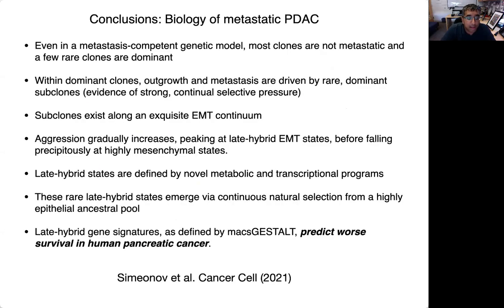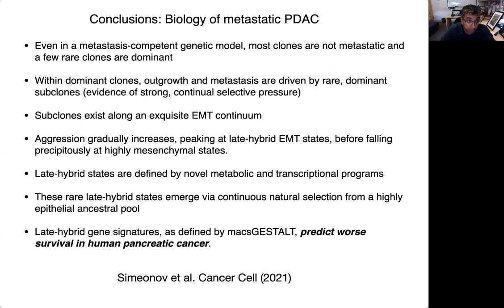Okay, so high-level conclusions for this first part, right? In this metastasis competent model, the vast majority of clones that were injected orthotopically were not successful metastatically, and only a few clones were dominant. Even within dominant clones, it was rare subclones that were dominant, which in turn points to the idea that there's continuous evolution and strong selective pressure going on, especially given that these are pretty fast experiments.